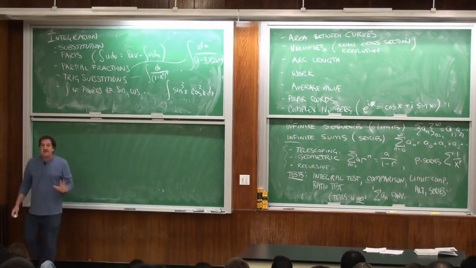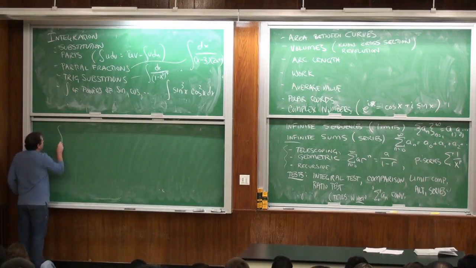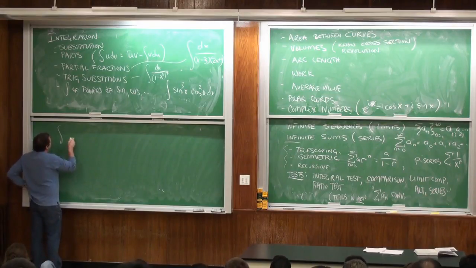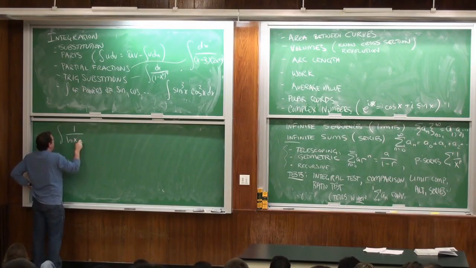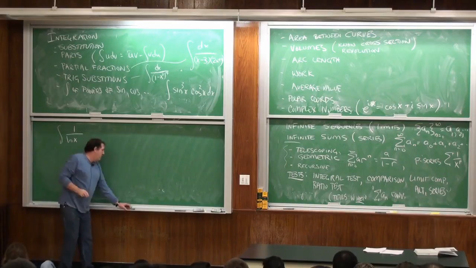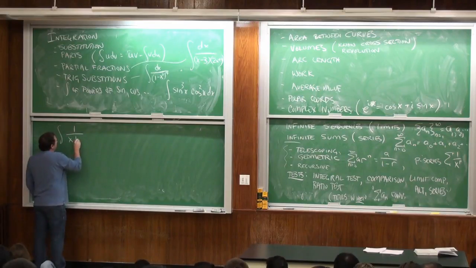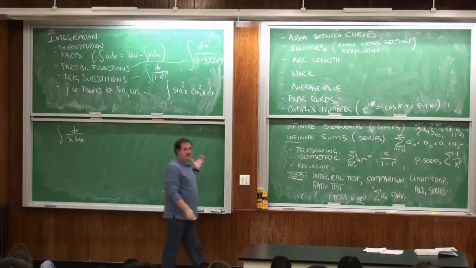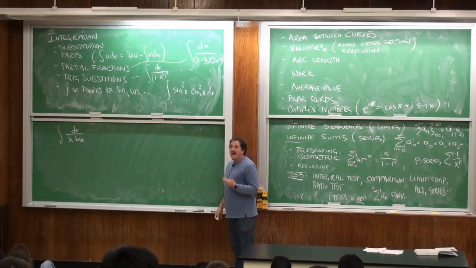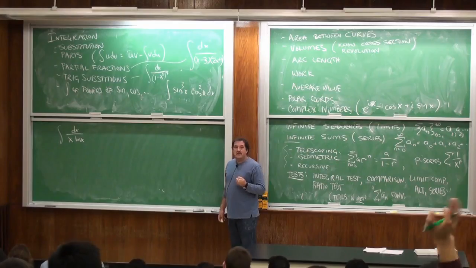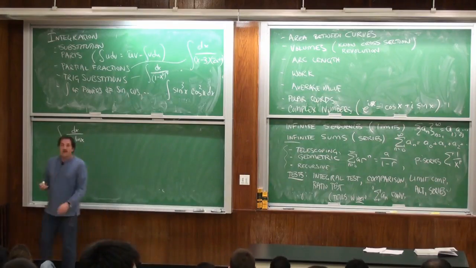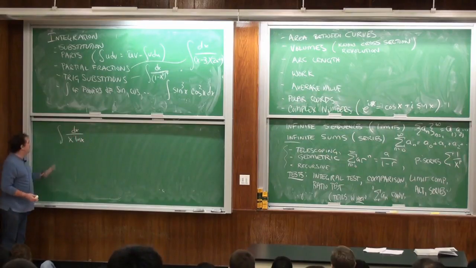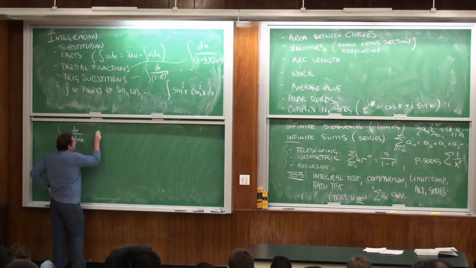Let me remind you of the most simple thing, where I have an integral like the integral of 1 over x log x, dx. If I have something like this, how would I do this? Substitution. This is an obvious substitution, because when you're doing substitution, you make u equal something, and you shouldn't forget the du.